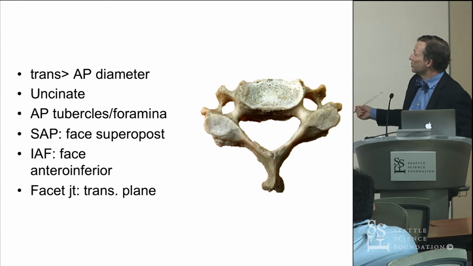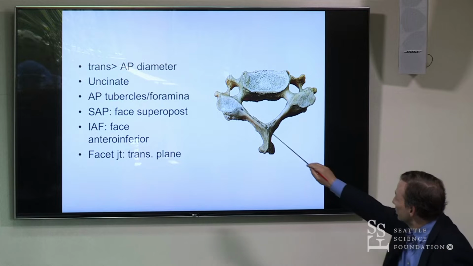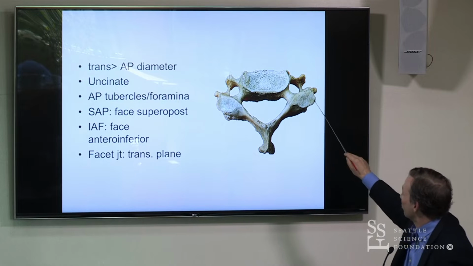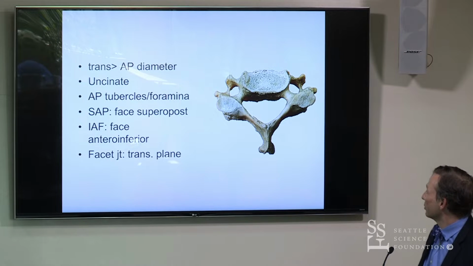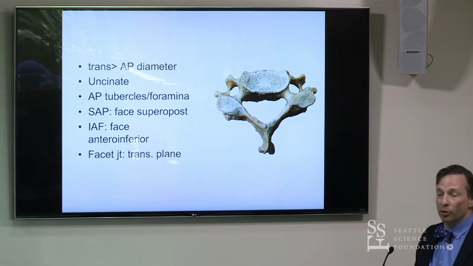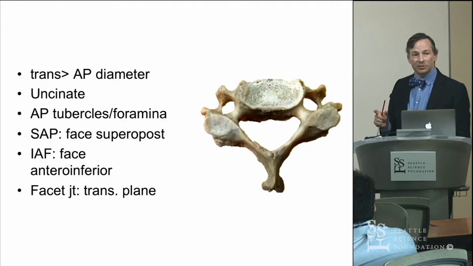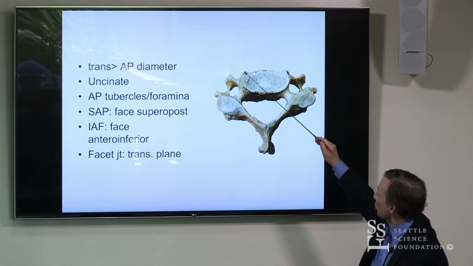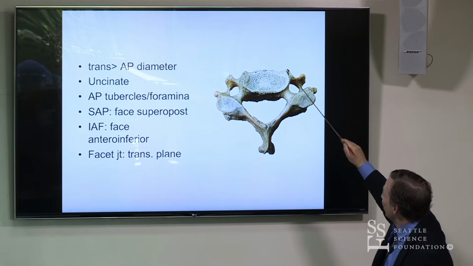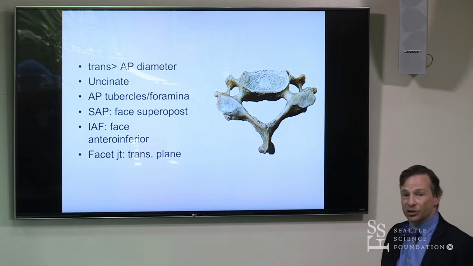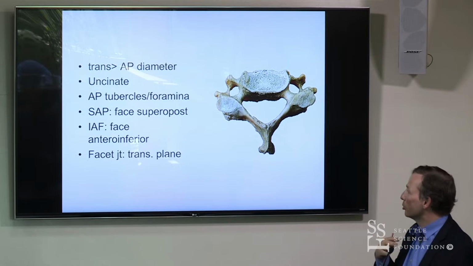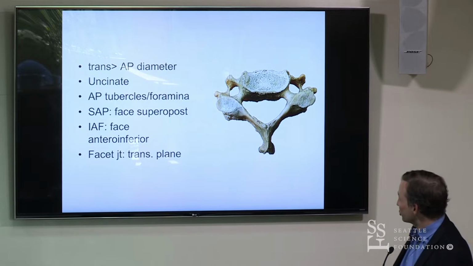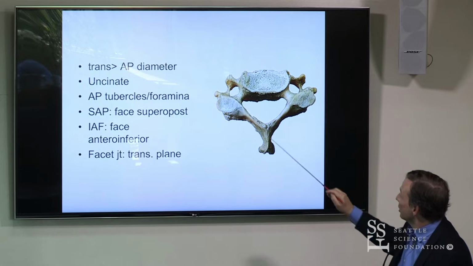You remember that the transverse distance of the cervical vertebra tends to be greater than the AP distance. Cervical vertebrae will have uncinate processes, which makes them distinct from other vertebrae. These little protrusions that are lateral, and we'll talk about the relationship with the vertebral artery for anterior approaches and its relationship to the uncinate process.